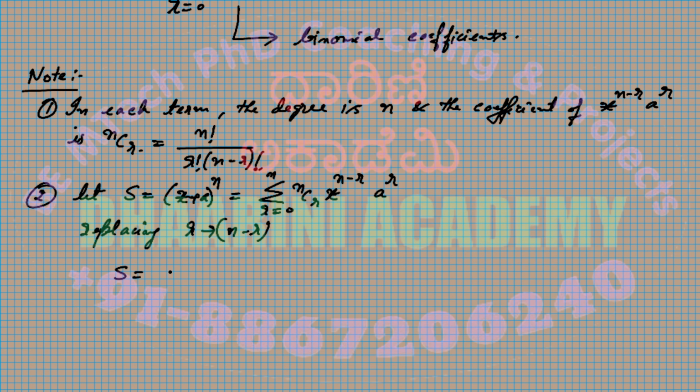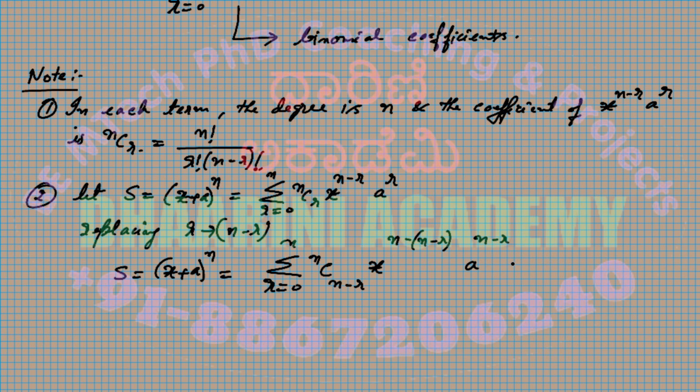So (x plus a) to the n can actually be expanded in a very similar fashion, that is summation r equals 0 till n, nC(n minus r), x to the power n minus r, because I had a power r, which I now have to write as n minus r, into a to the power n minus r.